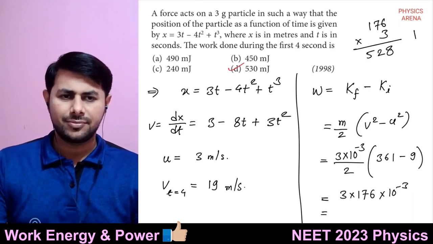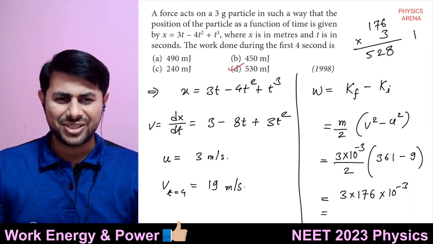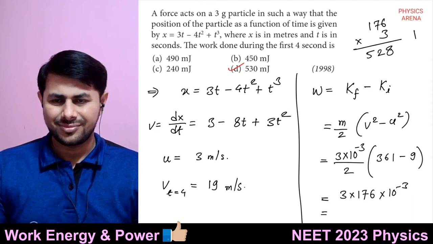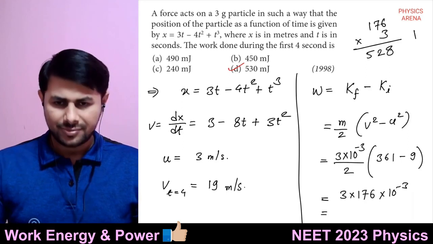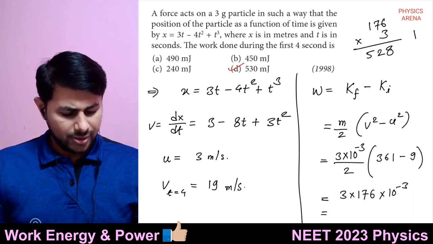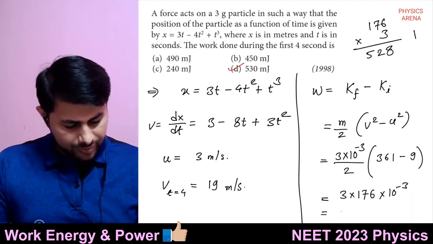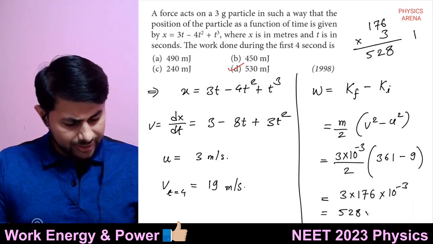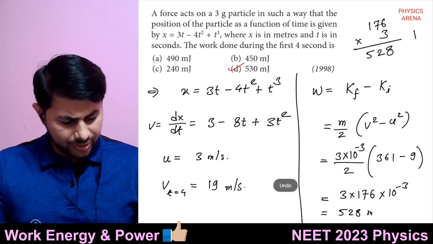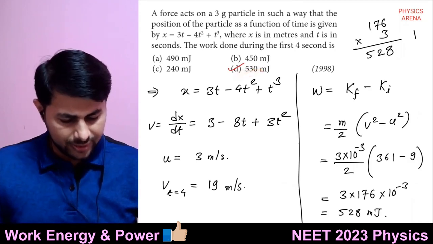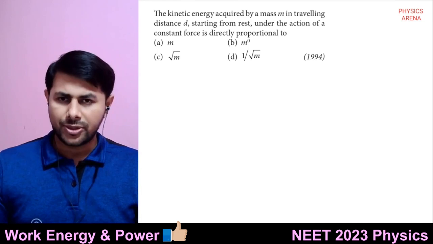Right? If my calculations are correct. Yes, correct. Okay, Ravindran? All right. So 528 multiplied by 10 raised to minus 3 is 528 millijoules, and the closest one is 530. So this is the answer. Right. All right, let's move on to the next problem.